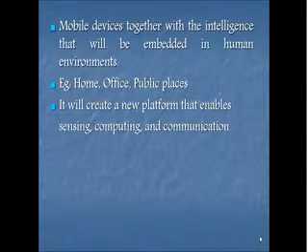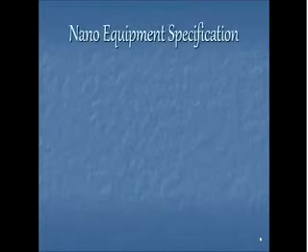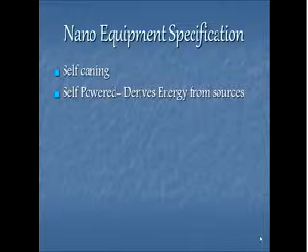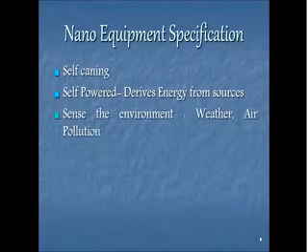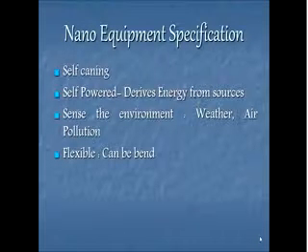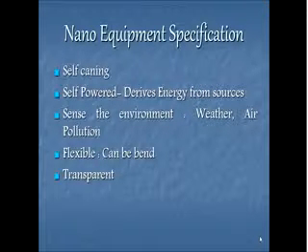Some of the specifications of the nano equipment are as follows. Self-cleaning: it should be cleaning, not canning. The phone cleans by itself. Self-powered: the phone derives its energy or power from the sun, water or air. It senses the environment: the phone will tell you the weather, the amount of air pollution present, etc. And then it's flexible, you can bend but not break. Transparent: see through your phones.